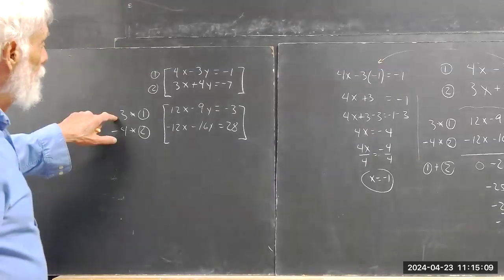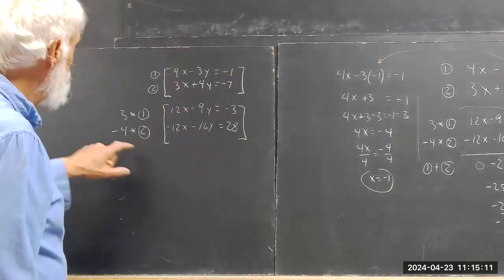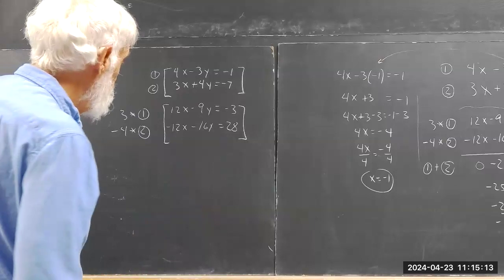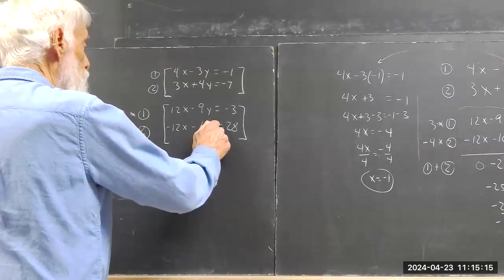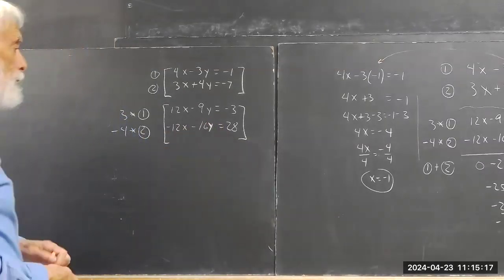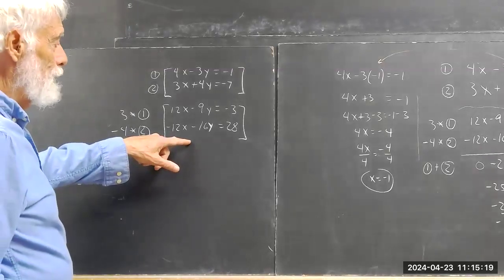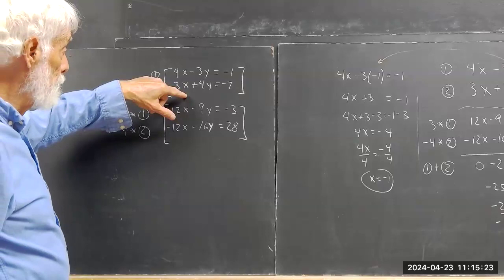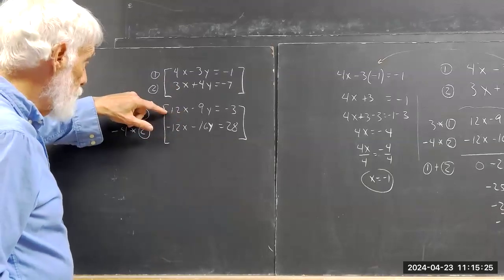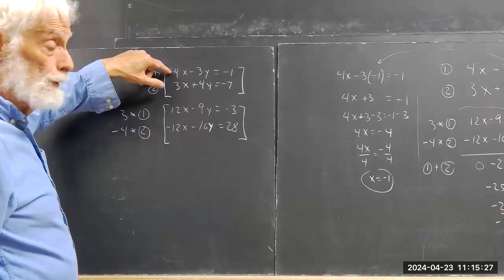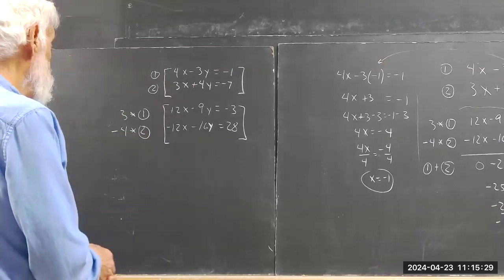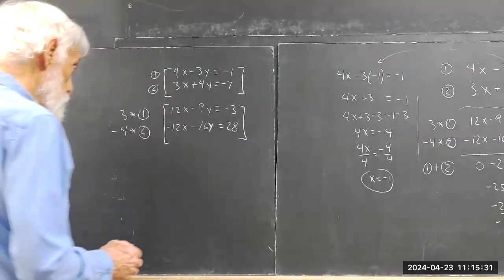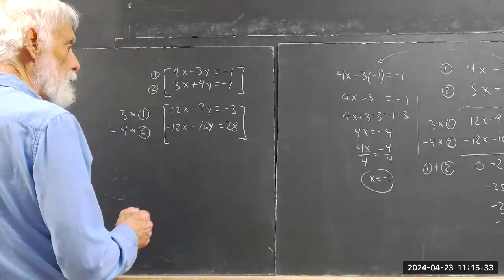I just multiply 3 by every number here, multiply 4 by every number here. And I get an equivalent system. The solutions to this equation are exactly the same as the solutions to this equation. And well, now what do we do?